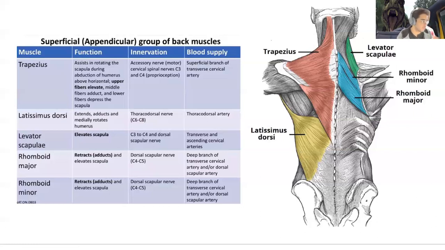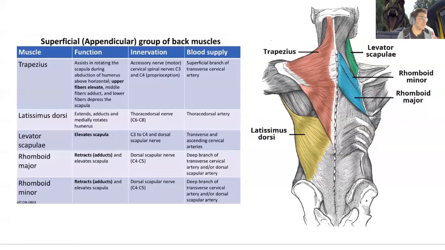Blood supply, straightforward. Since it's at the cervical region, it gets blood from the transverse cervical artery. It's the superficial branches of it. The lats, right? These are the ones that everyone likes to work out with. Every single time you do a chin up or shoulder press, your lats are also working. They are involved with extension, right? Extends, adducts, and medially rotates the humerus, right? So medial rotation is involved with the lats. Guess what? If it's at the thoracic level, the innervation is thoracodorsal, right? C6 to C8, and the thoracodorsal artery is the same thing.